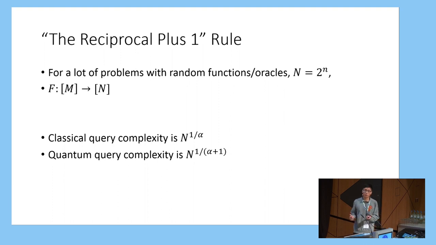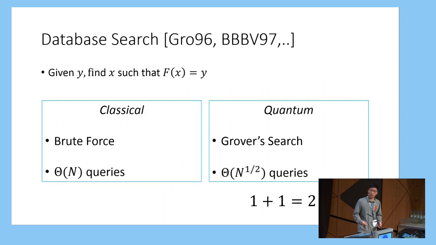If the classical query complexity is n to the 1 over alpha, then usually the quantum query complexity is n to the 1 over alpha plus 1. So for example, for database search, in the classical setting we have n queries. In the quantum setting, we have Grover search with square root of n. We have 1 plus 1 is 2.